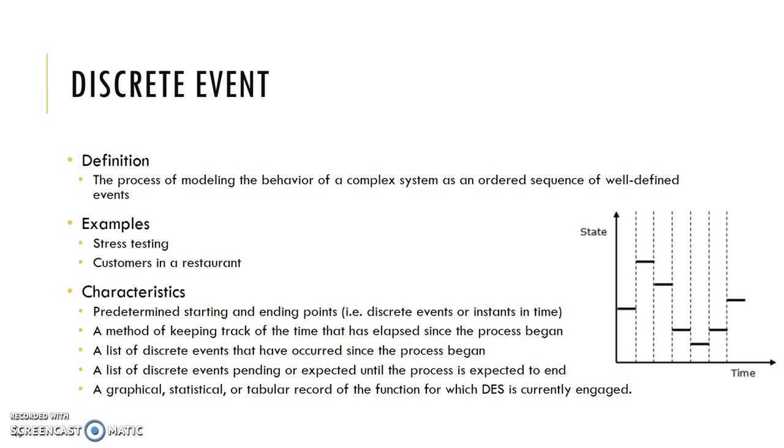Some of the characteristics of a discrete event include that there must be a predetermined starting and ending point. There must be a method of keeping track of the time that has elapsed since the process began, as well as a list of the discrete events that have occurred and a list of the discrete events that are going to occur, and finally a graphical, statistical, or tabular record of the function for the simulation.